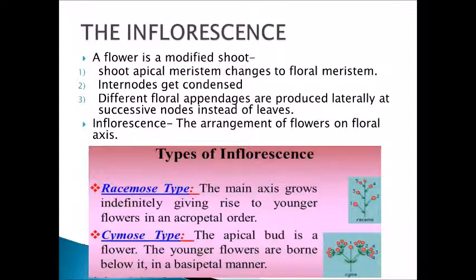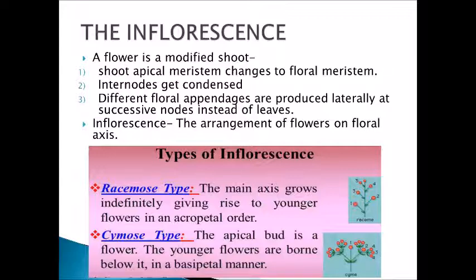A flower is considered as a modified shoot. It is a part of shoot system and it is considered as a modified shoot because shoot apical meristem changes to floral meristem. Internodes get condensed. Last time we have seen that node is the part from where the leaf comes out and internode is the part in between the two nodes. So the distance between two nodes gets reduced, that is internode gets condensed.